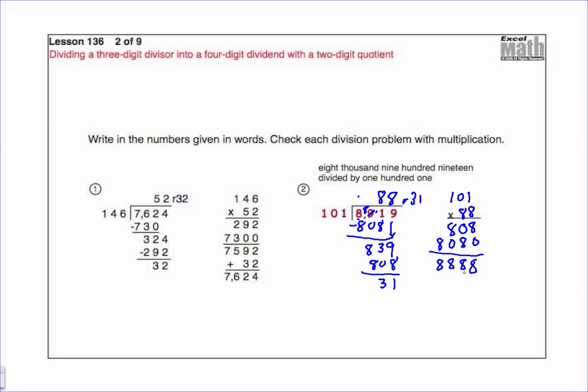And then you add your 31, and you get 8, 9, 1, 9. And you can see 8, 9, 1, 9 is what that one is right there. So you can feel pretty confident about your answer.